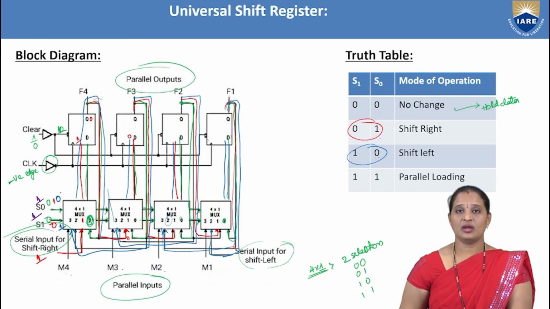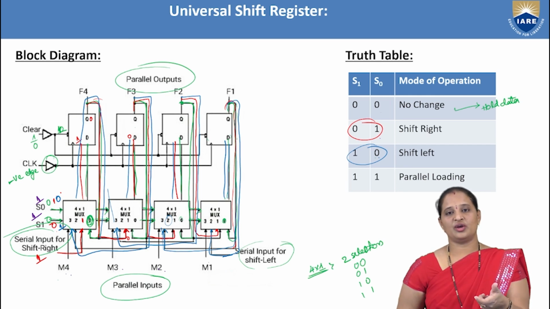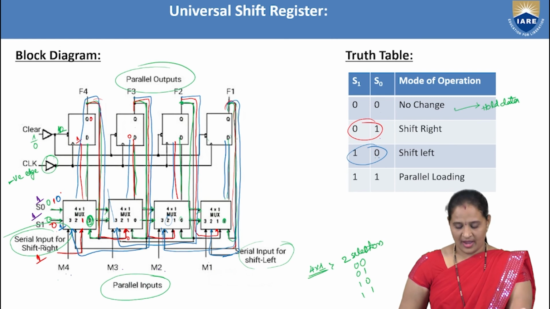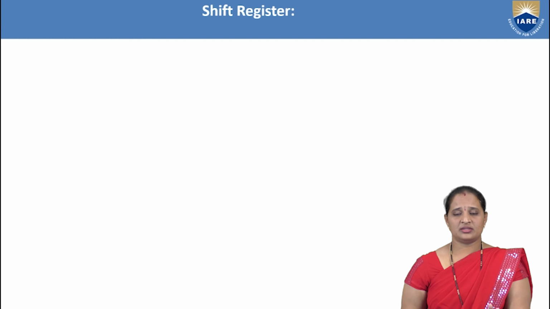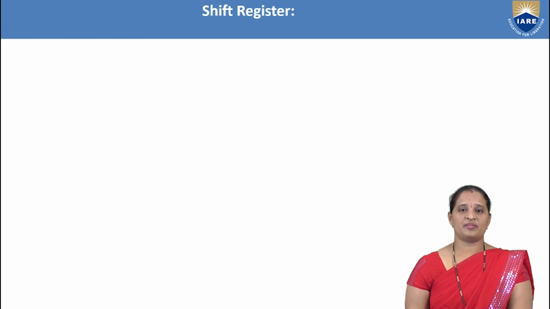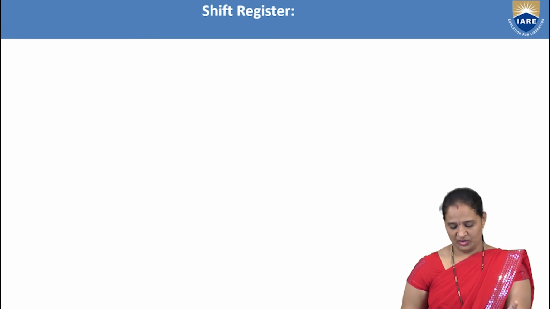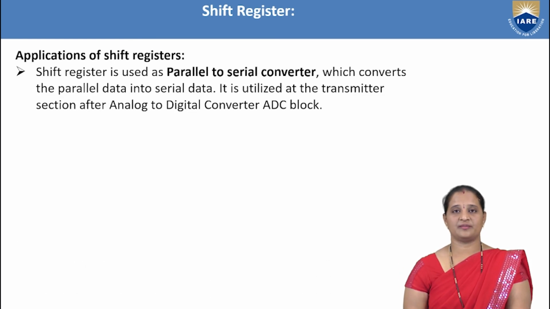So this is about the operation of the universal shift register, where we can use this for parallel loading and for shifting the data in both directions, that is from left to right and right to left. I hope it is clear. Next, so this is about shift register and various modes of operation of shift register, and what is a bidirectional shift register and universal shift register. Now let us see the applications of shift register.